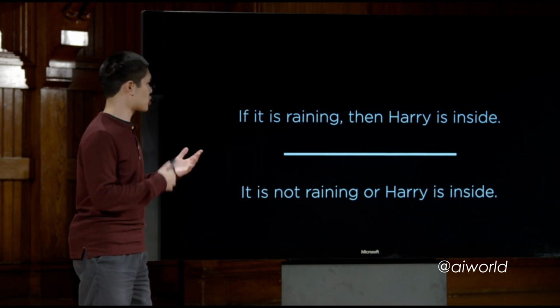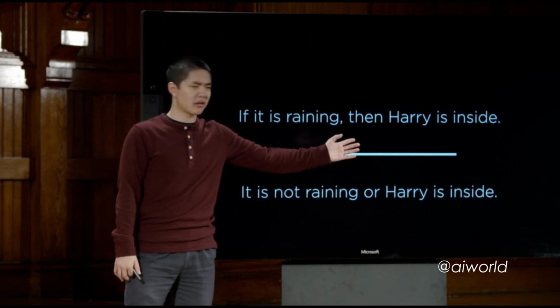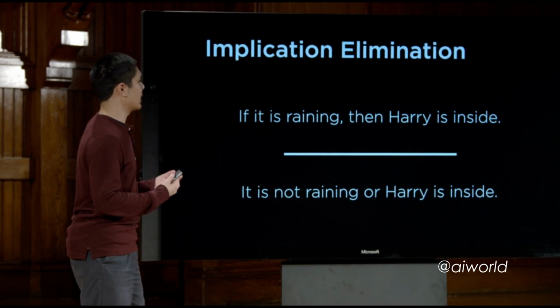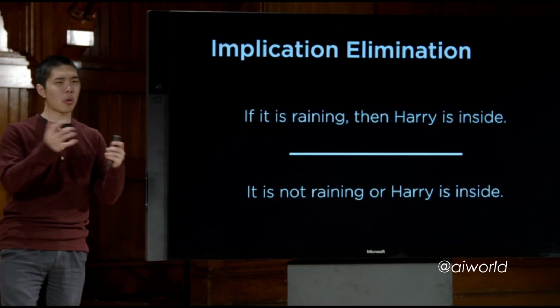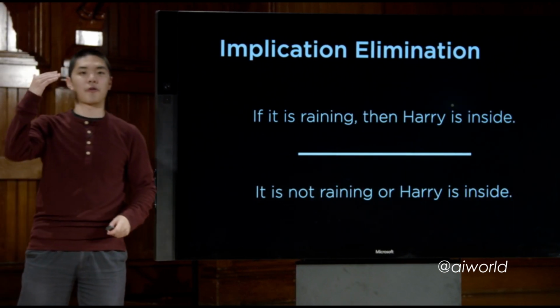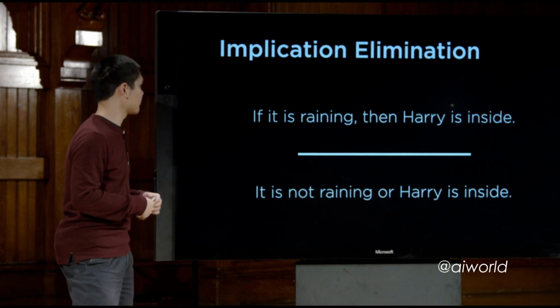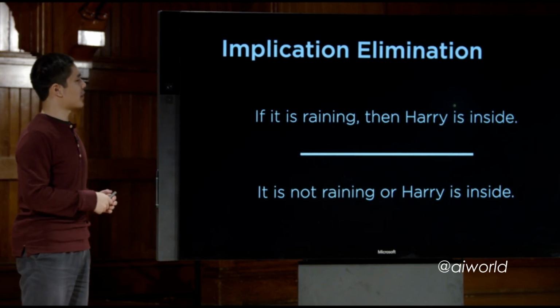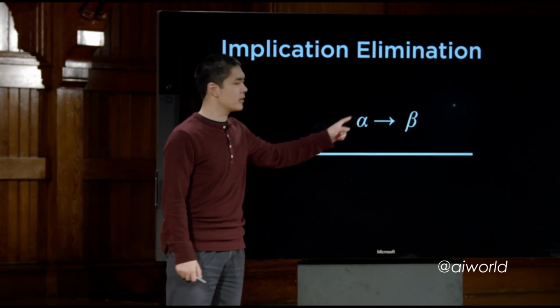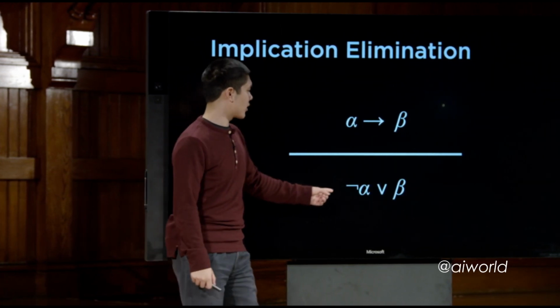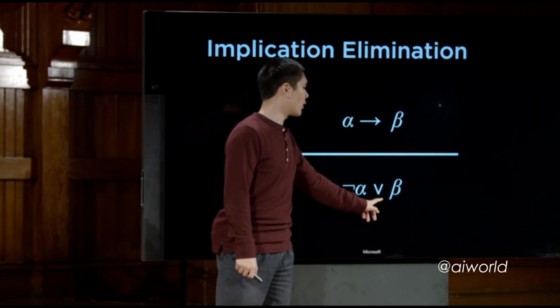And so this is a way to translate if-then statements into or statements. And this is known as implication elimination. This is similar to what we did in the beginning when we were first looking at those very first sentences about Harry and Hagrid and Dumbledore. Phrased a little bit more formally, this says that if I have the implication alpha implies beta, I can draw the conclusion that either not alpha or beta.